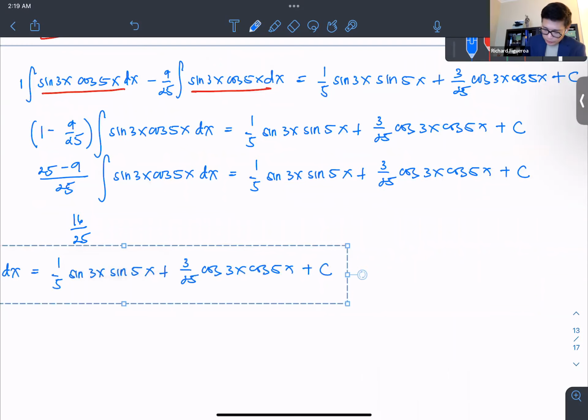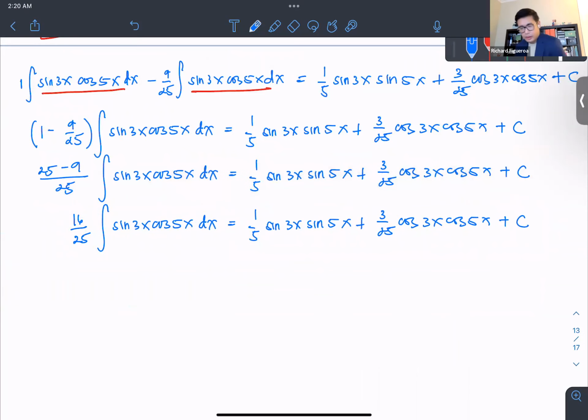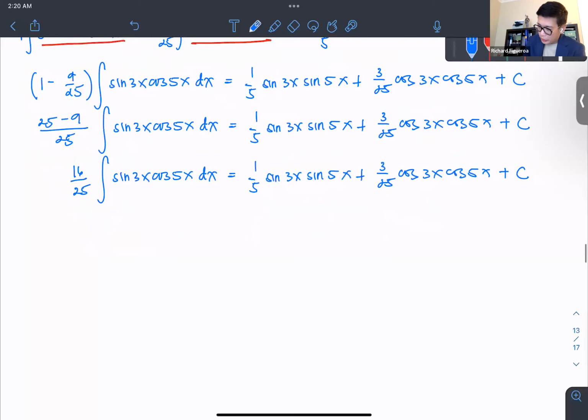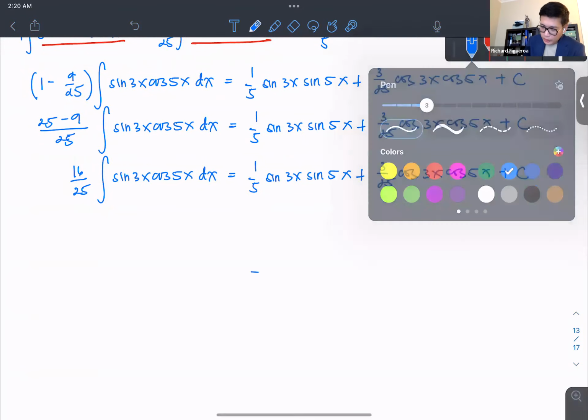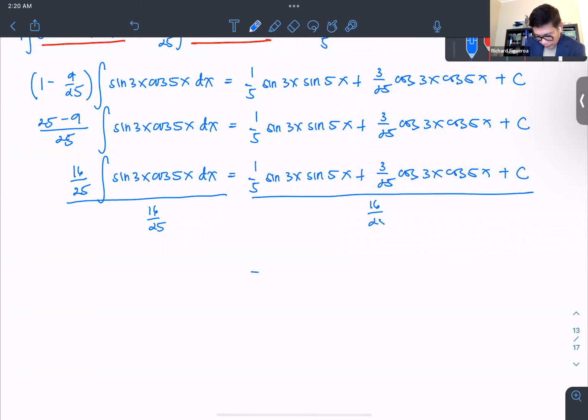But what we need to get is just the integral of sine 3x cosine 5x dx. So we need to remove the coefficient. What I'm going to do is divide everything by 16 all over 25.